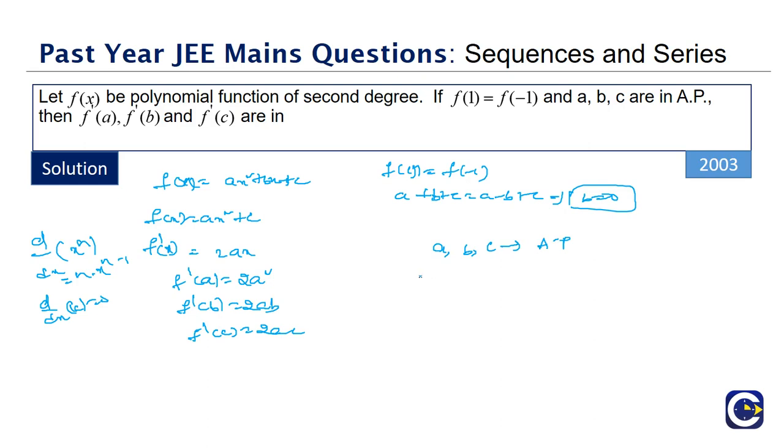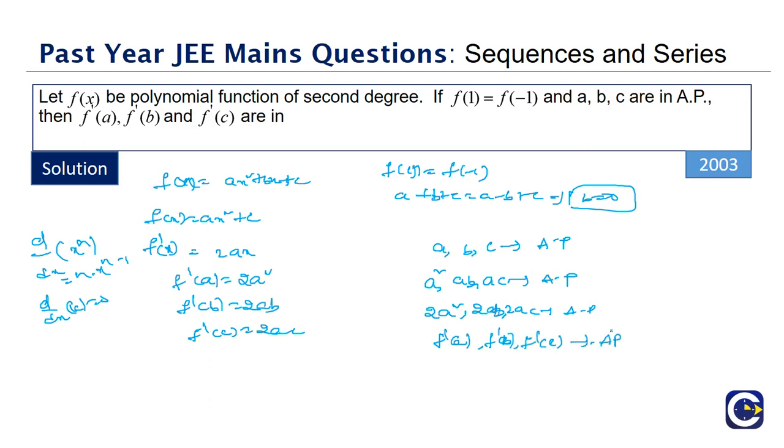So if these three are in AP, if you multiply a constant over here, it will also be in AP. So multiply by a. So a square, ab, ac will also be in AP. So if you multiply by 2, 2a square, 2ab, 2ac will also be in AP, which is nothing but 2a square is f dash of a, 2ab is f dash of b, 2ac is f dash of c.